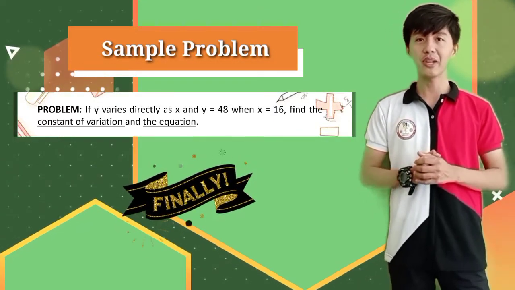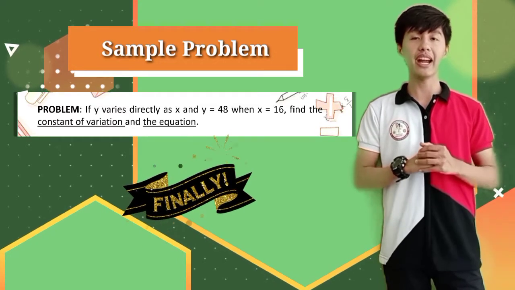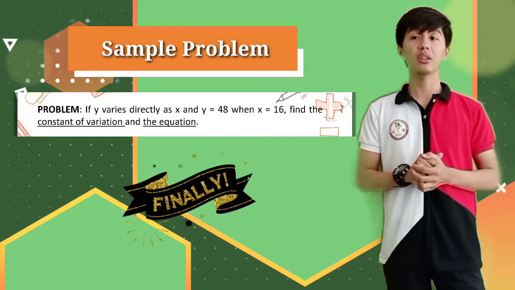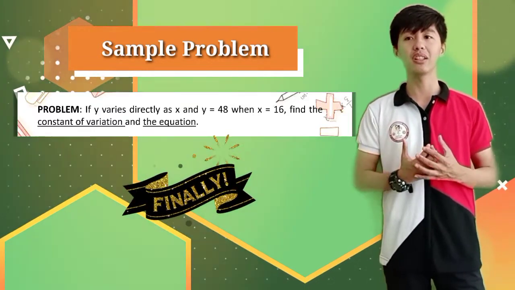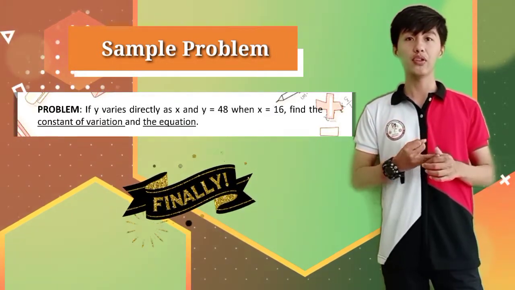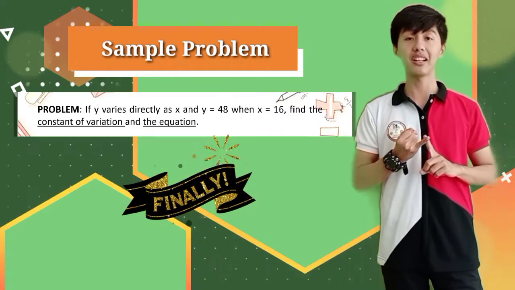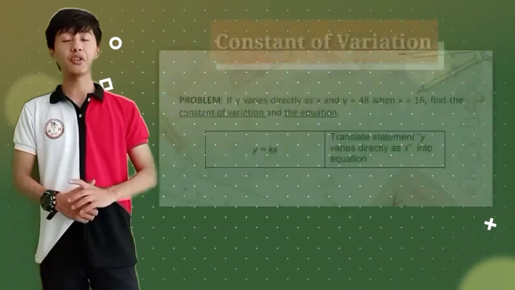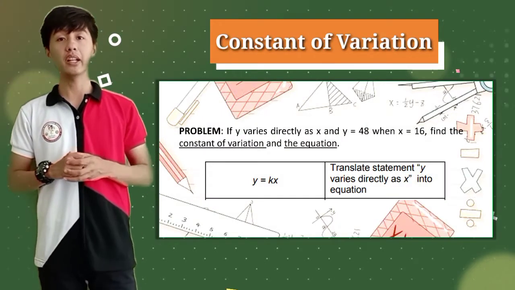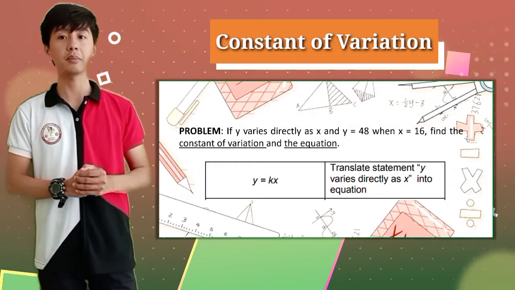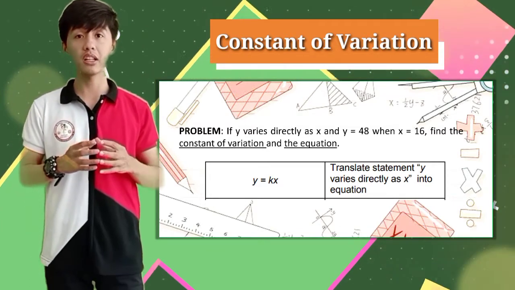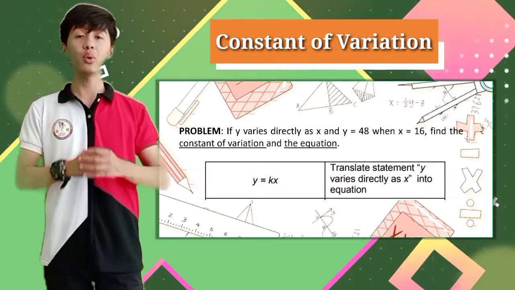From our problem, we have a set of values of our x and y. For y, it is equal to 48 and x is equal to 16. So how do we solve this one? Take note, we are looking for the constant of variation and the equation. First, let's solve for the constant of variation. To find the constant of variation, the first thing we need to do is to translate our statement into its equivalent mathematical equation. From the statement y varies directly as x, we get the equivalent mathematical equation, which is y is equal to kx.